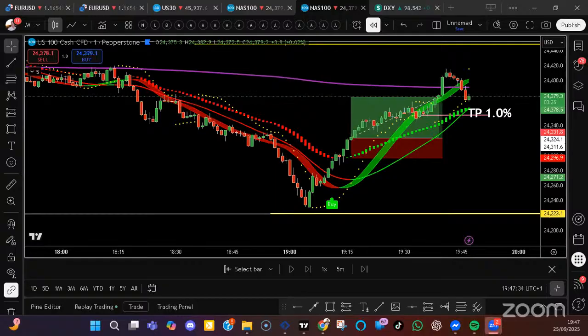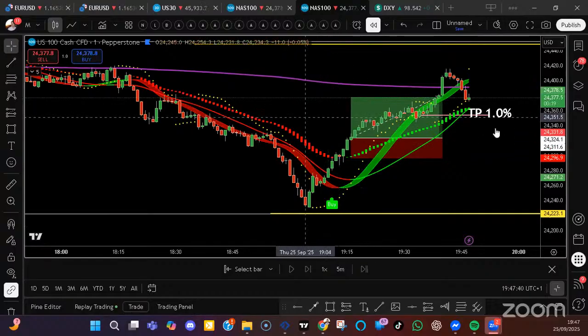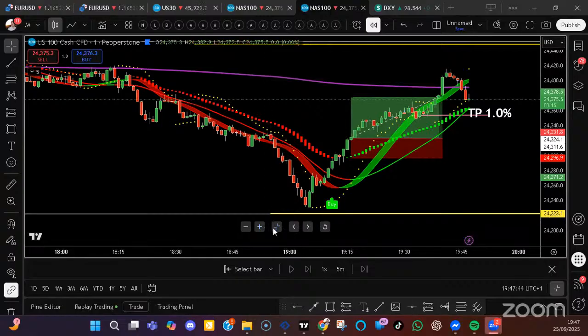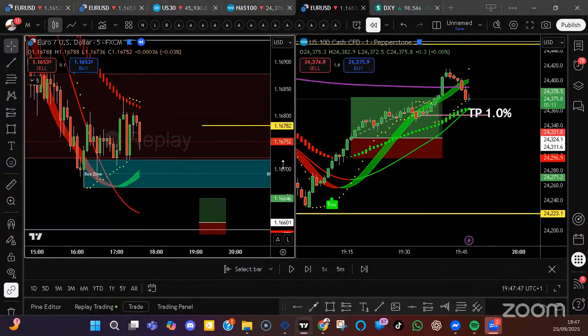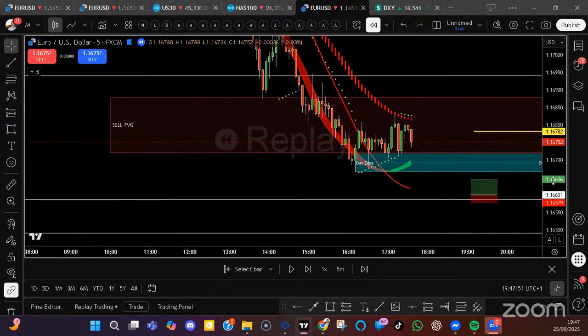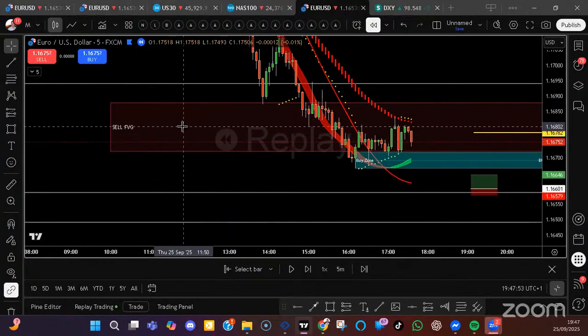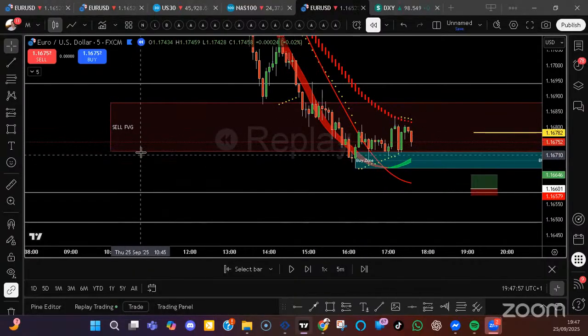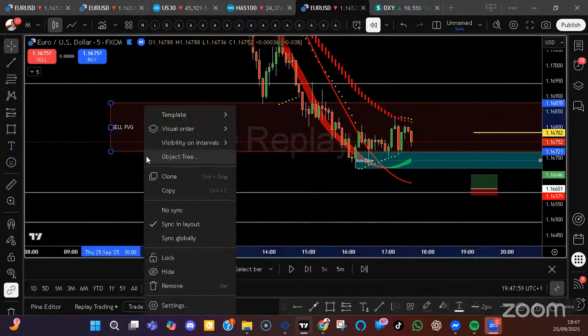Well done, Iceman is back. What do you think of EUR USD now? Good question, we'll have a look at it then. This is EUR USD. This was this imbalance that I drew up. Look, it came to it, so we'll delete that. Right, it's in the buy zone, isn't it?